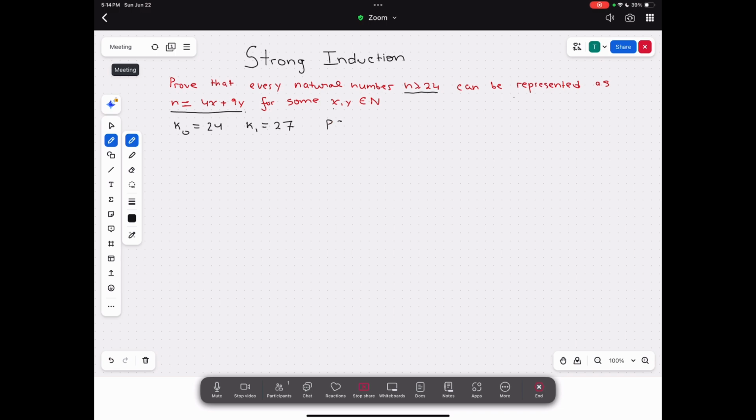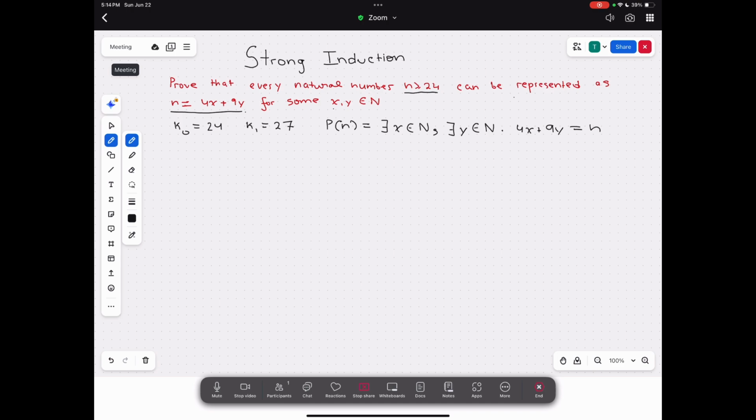So let's write our inductive statement, which is P of n, and that is: there exists an x which belongs to the natural numbers, and there also exists a y which belongs to the natural numbers, such that 4x plus 9y is equal to n. So this is our inductive statement.